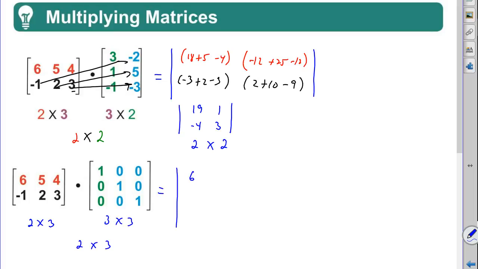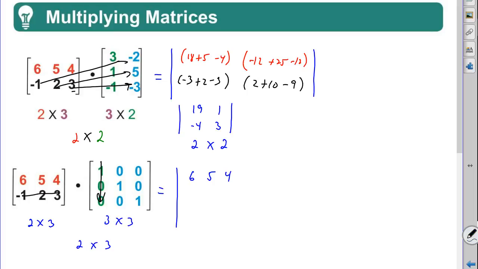6 times 1 is 6, then 5 times 0, 4 times 0. That's first element. And then 6 times 0 is 0, 5 times 1 is 5, and then 4 times 0 is 0, and then 6 times 0 is 0, 5 times 0 is 0, and 4 times 1 is 4. And notice how that top row, right? And again, look, I'm just working across and down.